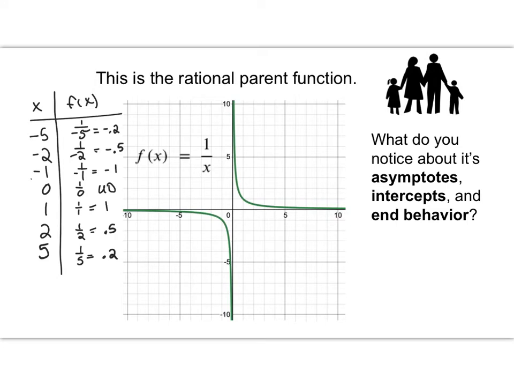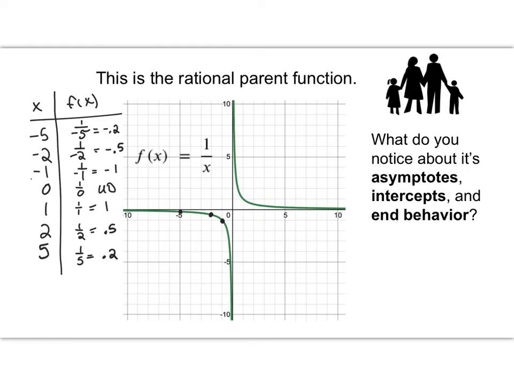When x is negative 5, f of x is equal to 1 over negative 5. So that's negative 2/10, right there, right? When x is negative 2, f of x is equal to negative 1 over 2, or negative 1/2. That's negative 5/10. So that point's right there. And then when x is equal to negative 1, y is also equal to negative 1. And so on. Now at 0, it's undefined, because 1 divided by 0 is undefined.